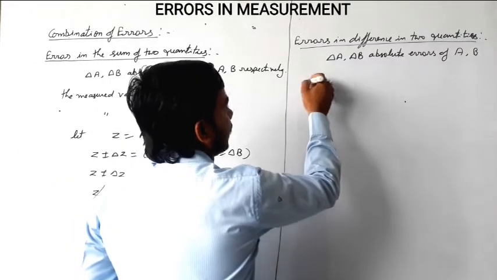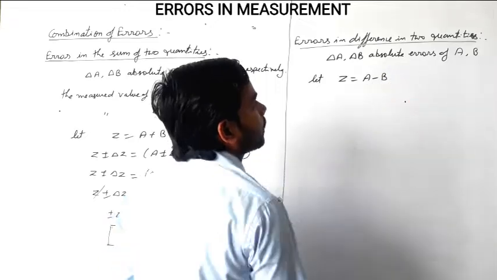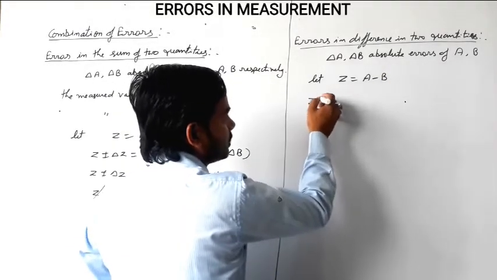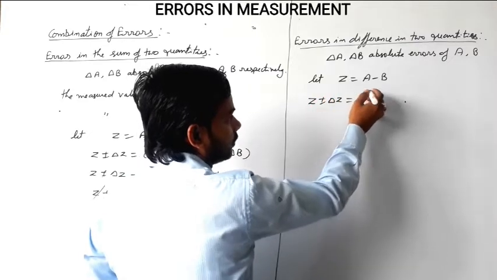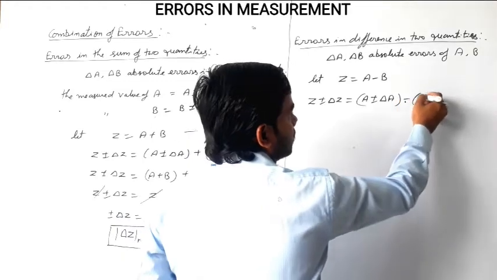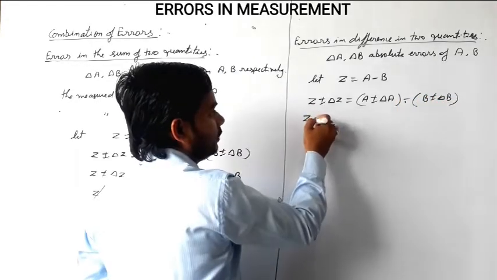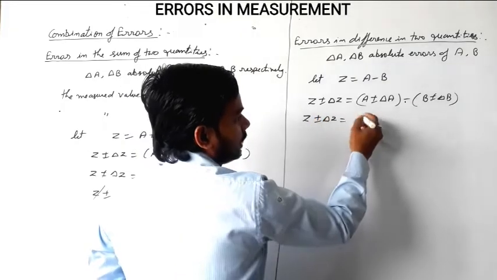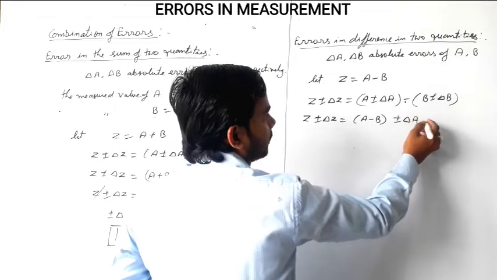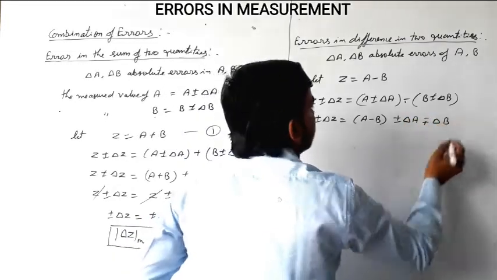So let Z equal A minus B. Now we will put in the values of A and B. So this is Z plus minus delta Z equals A plus minus delta A minus B plus minus delta B. So Z plus minus delta Z equals A minus B plus minus delta A and minus plus delta B.